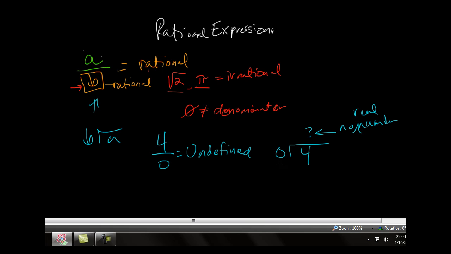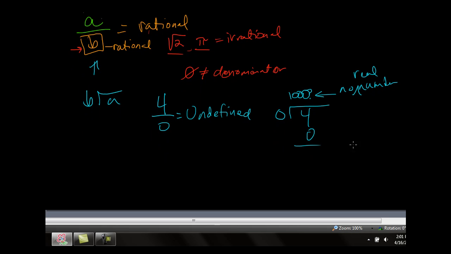Why? Because any number times 0 is 0. I could put 4 up here, but 4 times 0 is 0. I could put 1,000 up here, but 1,000 times 0 is 0. No matter what, I won't get anything anywhere close to 4. And so it's for that reason that we are not allowed to divide any number by 0. When we divide a number by 0, we have what's called an undefined expression.